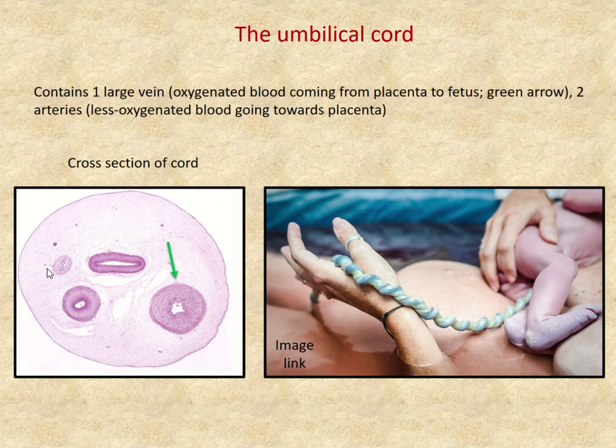So when you're looking at a section of the umbilical cord, there's going to be one large vein, and that's going to carry the oxygenated blood coming from the placenta to the fetus. That's the direction of the blood flow. I've highlighted it here with the green arrow, and that's the one that goes up towards the liver. So the umbilical vein comes in through the umbilical cord and goes up towards the liver through the falciform ligament that you all are looking at in lab.